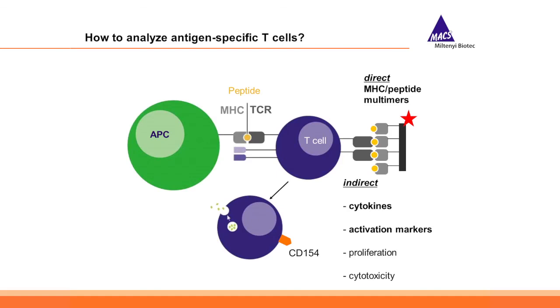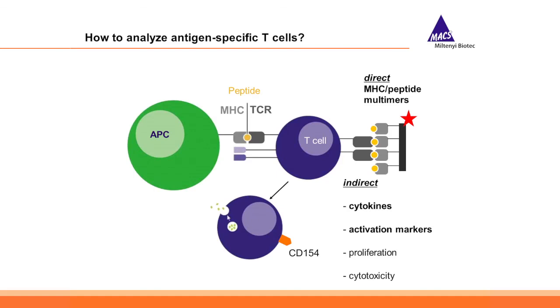This epitope is usually presented via an antigen presenting cell that has degraded the pathogen into small peptides. And this peptide epitope can then be recognized by the T cell. When this happens, the T cell secretes cytokines, expresses activation markers, and proliferates and so on. And there are 2 different ways how you can analyze them.